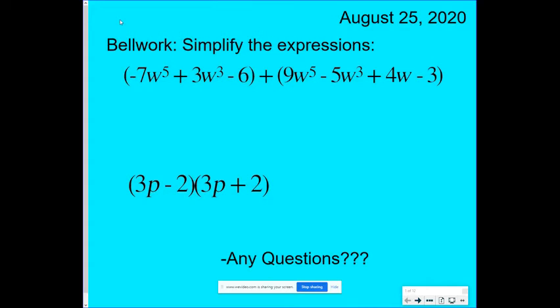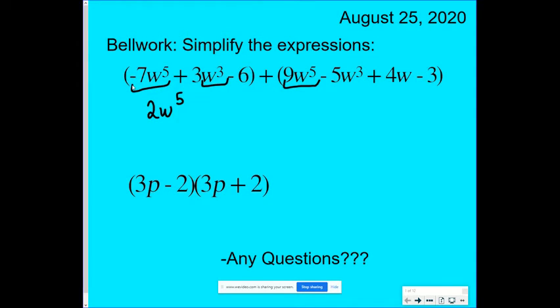We're going to go ahead and start off today by doing our bell work, simplifying those algebraic expressions, kind of like we talked about last week on Friday and Monday. Simplifying expressions means combining like terms. So I can combine my w to the fifths. Negative 7 plus 9 is 2w to the fifth.